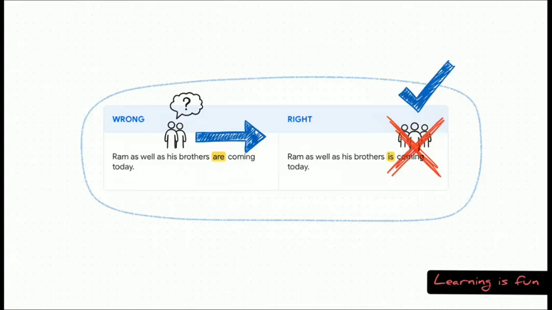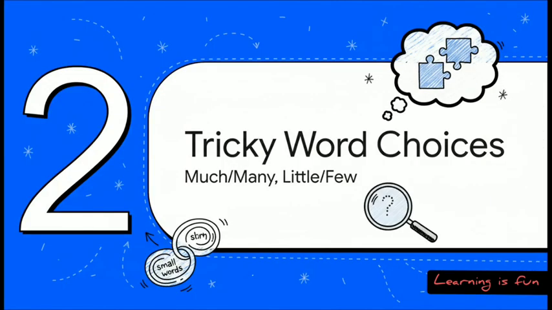Let's break this one down. Ram, as well as his brothers. That whole middle part, as well as his brothers, is just extra detail. You could cross it out. The true subject of this sentence is just Ram. Ram is one person, he's singular, so the verb has to be is. Simple as that. Okay, great job.